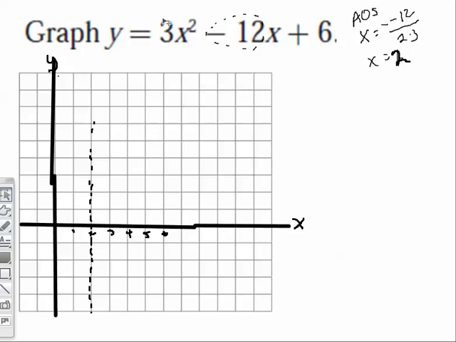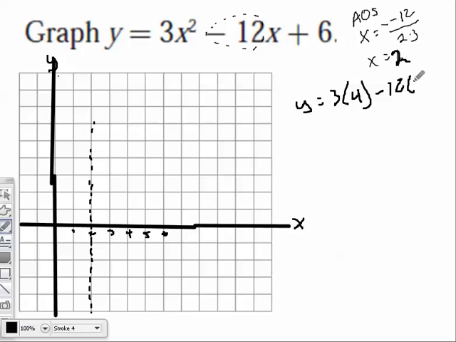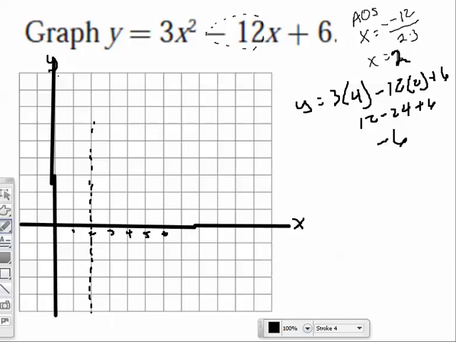Okay, seeing that I've got a positive 3 here, that tells me it's going to point up, so that's why I drew it in the direction where I've got the coordinates as I see right now. So now x equals 2. I'm going to stick that in. My y value is going to be equal to 3 times 2 squared, minus 12 times 2 plus 6. That's 12 minus 24 plus 6. That's equal to negative 6. So if I go to 2, negative 6, 1, 2, 3, 4, 5, negative 6, would be right about there.